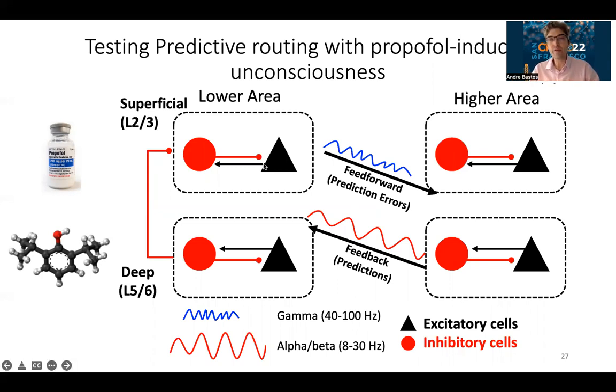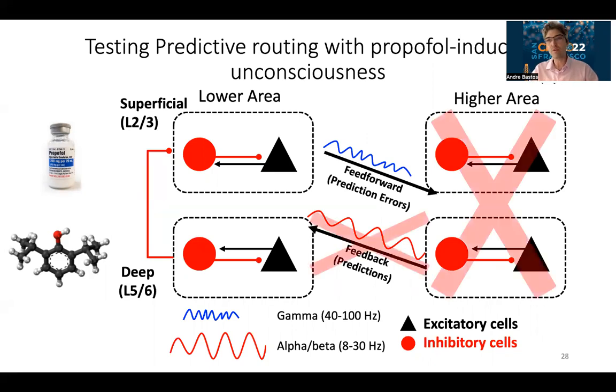And again, to reiterate the predictive routing model, we have these superficial versus deep layers with feedback coming from deep layers in alpha beta, providing the prediction, the difference between the prediction and the sensory state being linked to gamma and superficial layers, which is feeding forward.